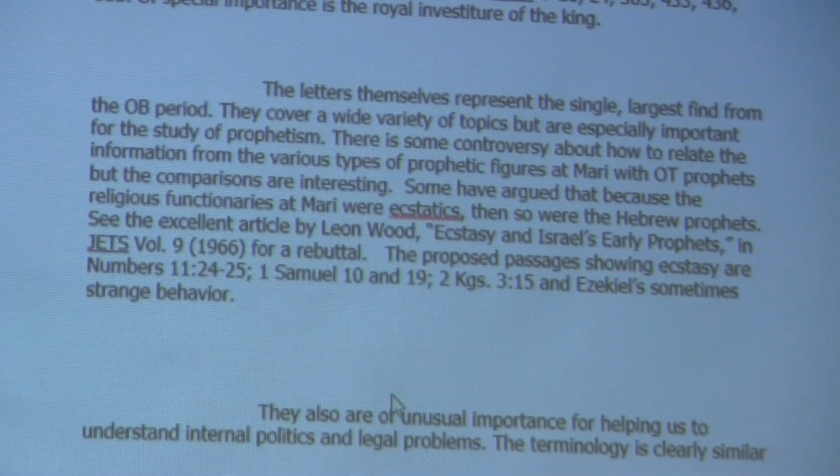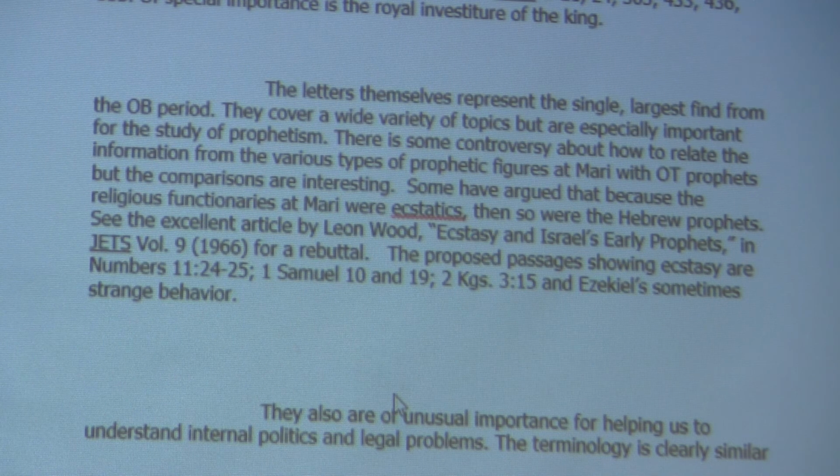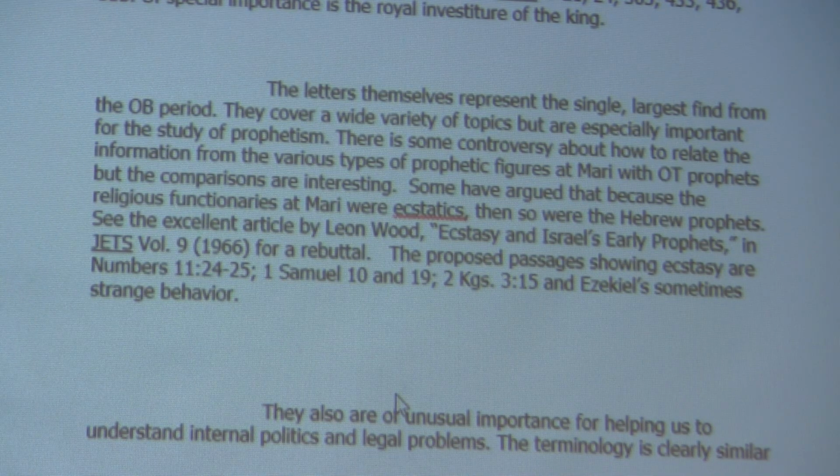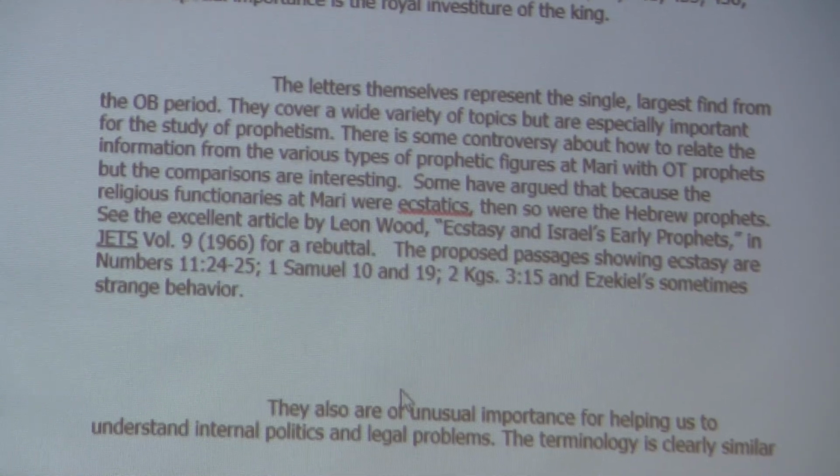So the letters themselves represent the single largest find from the Old Babylonian period. So remembering that this is the time period of the patriarchs, from 1800 down to 1600 would be the time period of Isaac and Jacob and to a lesser degree perhaps Joseph. So this is a really important time period.